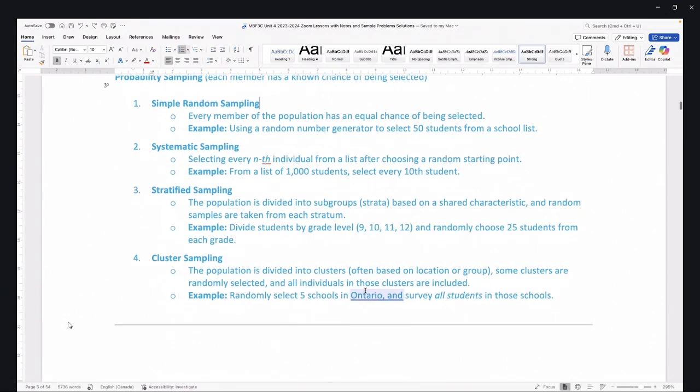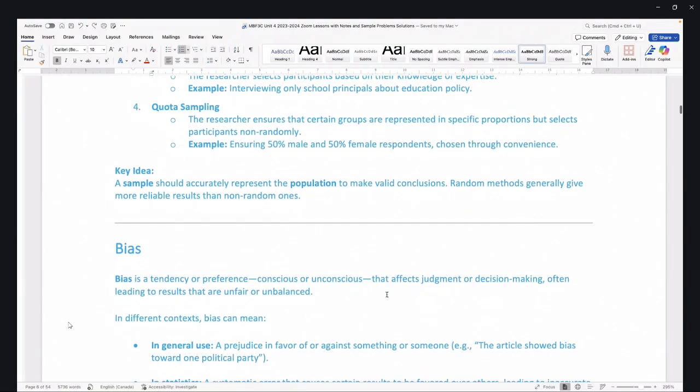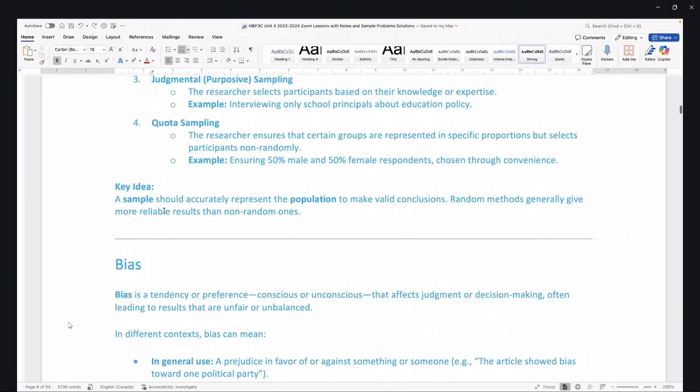Cluster, not bad, but you're eliminating some of the schools, for example. Okay. So the key concept here is that a sample should accurately represent the population to make valid conclusions. Random methods generally give more reliable results than non-random ones.